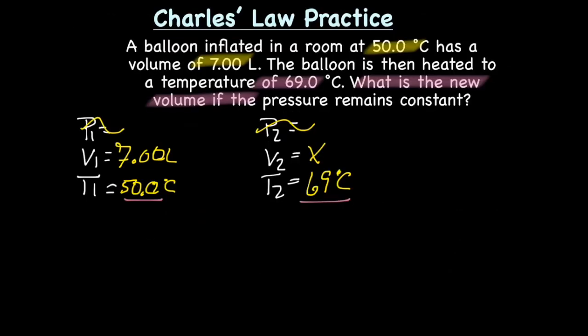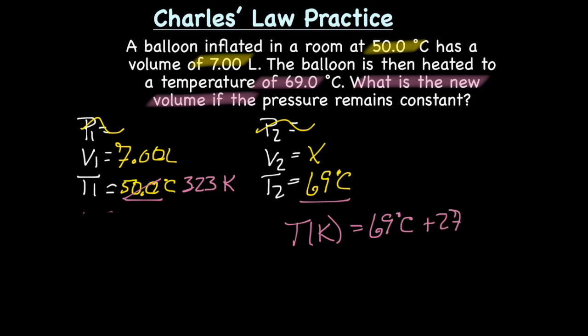So for T1, we're going to have temperature in Kelvin equals 50.0 plus 273, giving us a temperature of 323 Kelvin. All right, we need to do the same thing for this one. We're going to have temperature in Kelvin equals 69 degrees Celsius plus 273. And that gives us a Kelvin temperature of 342 Kelvin.